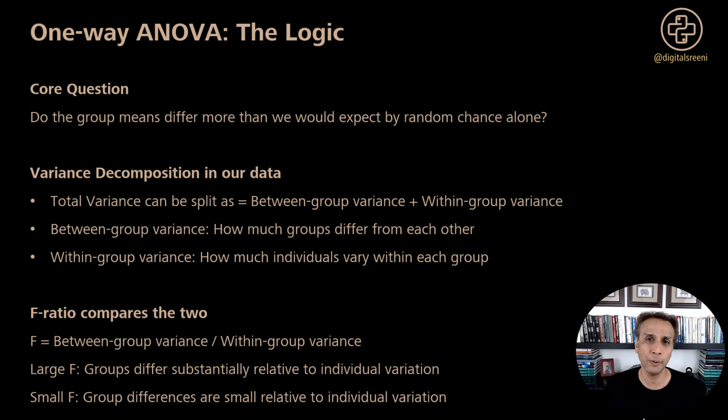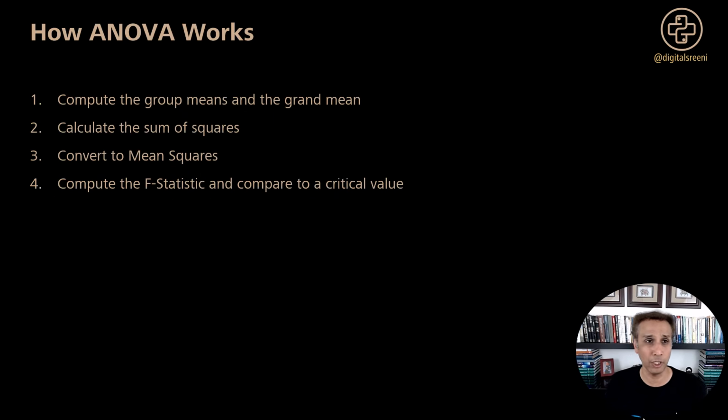Now, the F ratio compares the two. F is nothing but your between group variance divided by within group variance. What does that mean? If you have a large F, that means groups differ substantially relative to individual variation. And the opposite for a small F. Just consider this so far, okay? They will come into play later on when we go a bit deeper into ANOVA.